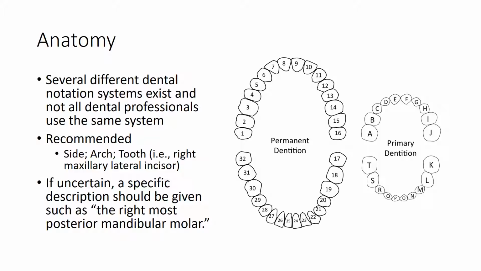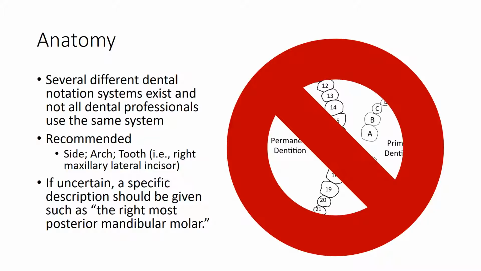Several different dental notation systems exist, and not all dental professionals use the same system. These can be confusing, and my recommendation is to not use them. Instead, I recommend referring to teeth using the following paradigm: side, arch, maxillary or mandibular, and tooth. For example, right maxillary lateral incisor. If uncertain, such as in the case of multiple missing teeth, a specific description should be given. For example, the right most posterior mandibular molar.